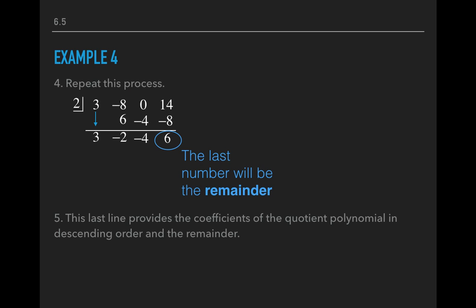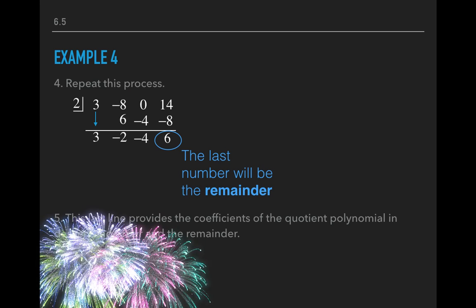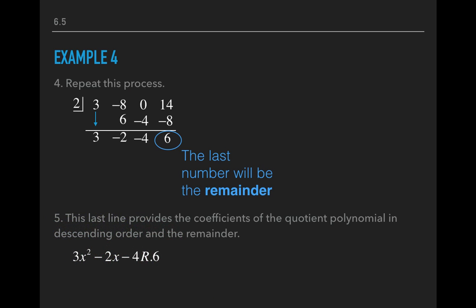You want to go in order from right to left. -4 is the constant. Then -2 would be linear. And then 3 would be quadratic. I always reinsert them in that order: remainder, constant, linear, quadratic. If you had more, it would be cubic, quartic, and so on. But there you have it. That would be the quotient.